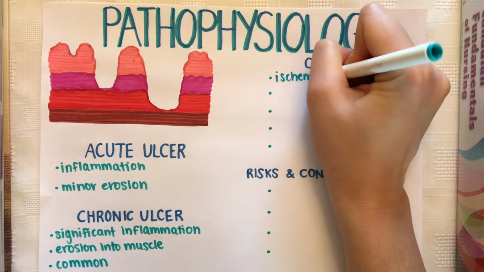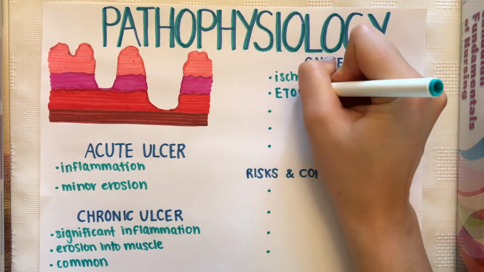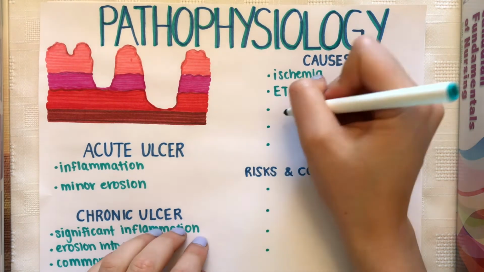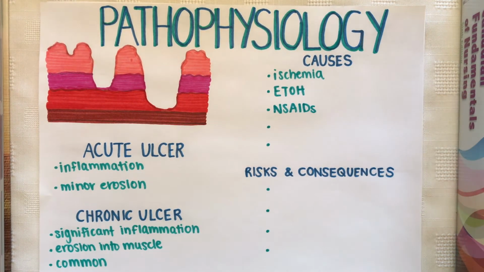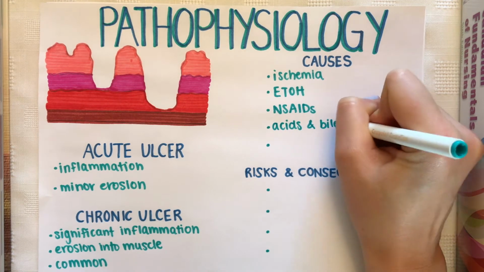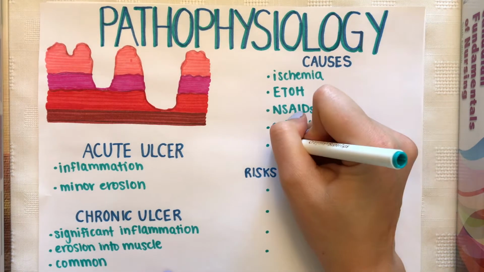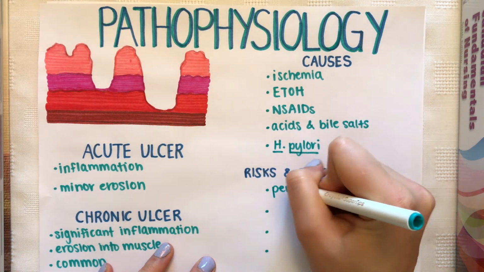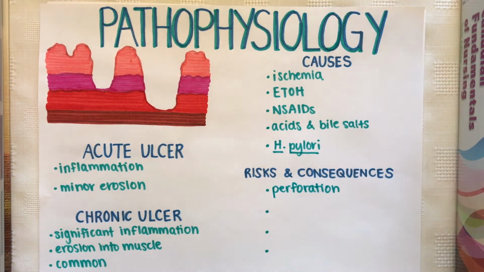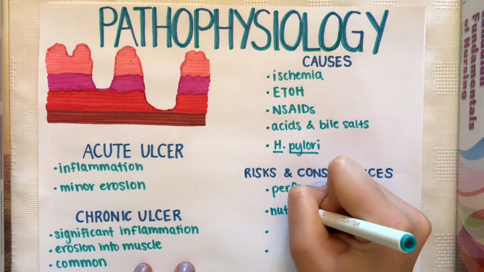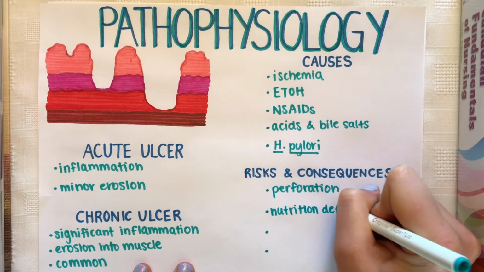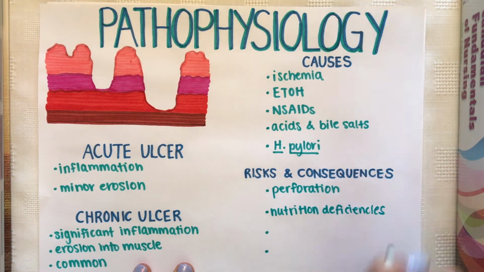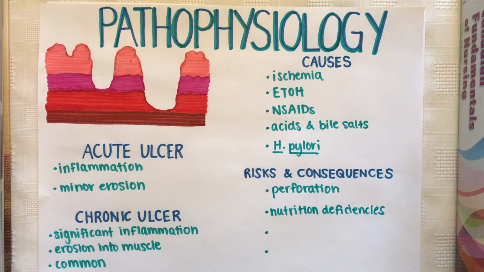Some causes of peptic ulcer disease include ischemia, alcohol use, chronic NSAIDs, acids, and bile salts use, and the one we are focusing on today is an infection by H. pylori bacterium. Patients with peptic ulcer disease are at significant risk of perforation, leading to gastric contents spilling into the peritoneal cavity. As previously mentioned, people with peptic ulcer disease face the risk of nutritional deficiencies and iron deficiency anemia.